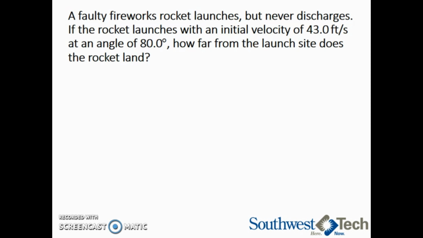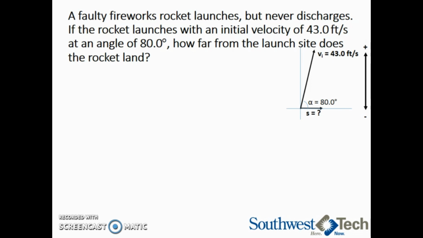First, we will draw a picture of our situation. We have the initial velocity of our rocket at 43 feet per second at an angle of 80 degrees. We will define up as positive and down as negative. We are trying to find how far from our launch site the rocket lands.